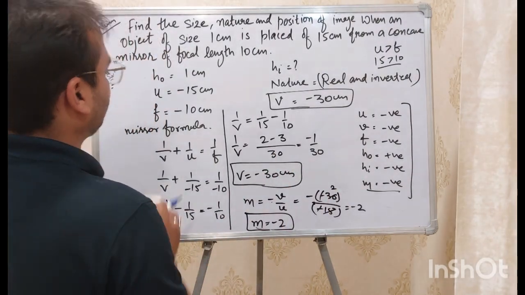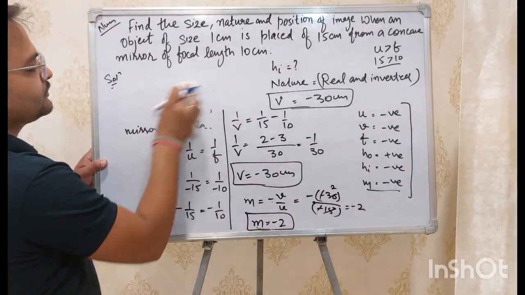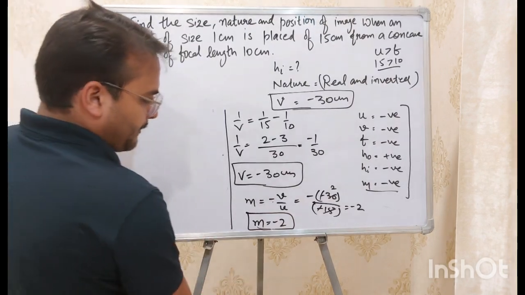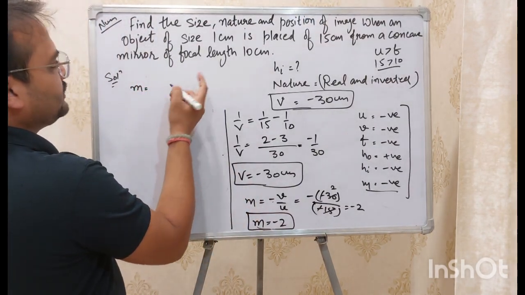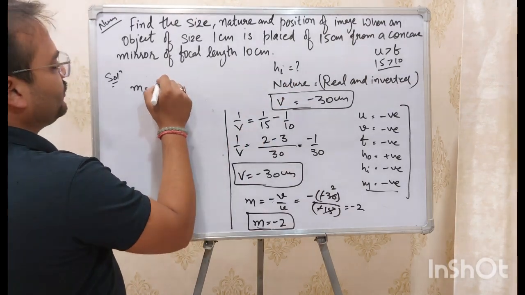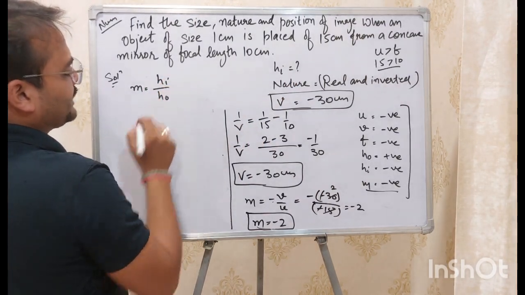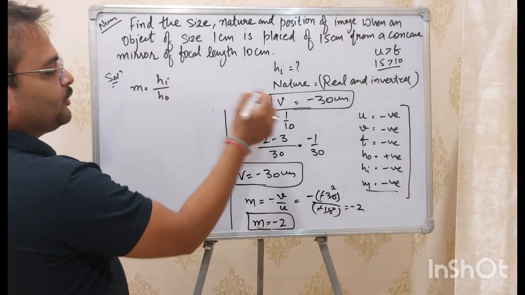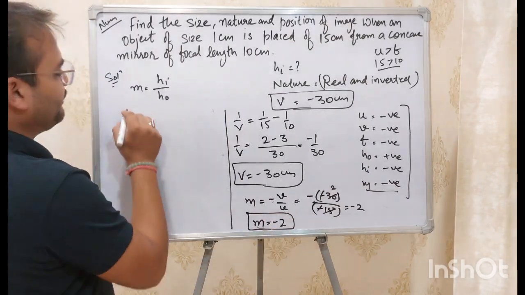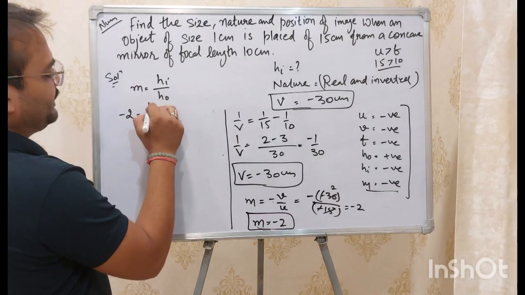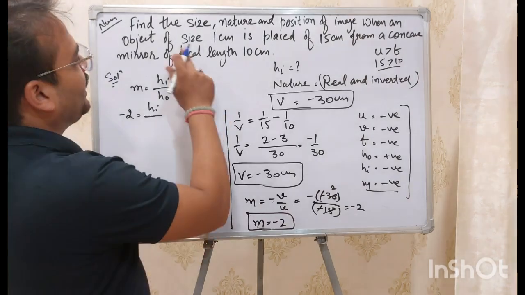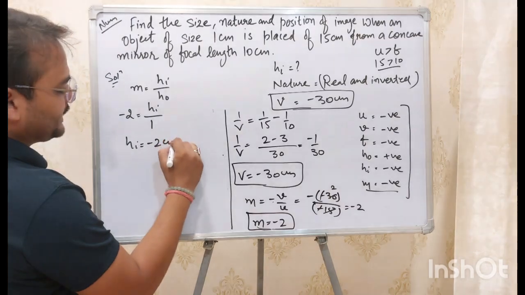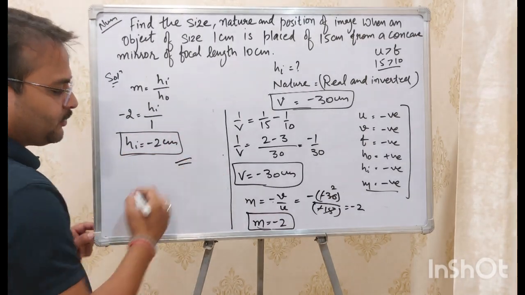So next we will use this value. The second formula for the magnification, for the last thing, the height of the image: M is equal to height of the image upon height of the object. This second formula of the magnification will help to determine the value of the height of the image. We have recently found the value of magnification, minus 2. The height of the image is required to find out. The height of the object is 1 centimeter. So HI is equal to minus 2 centimeter. So this is our height of the image.